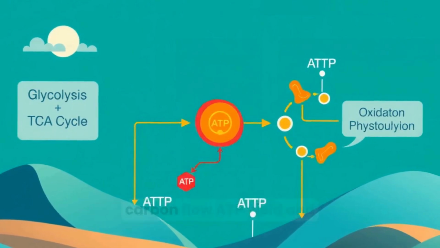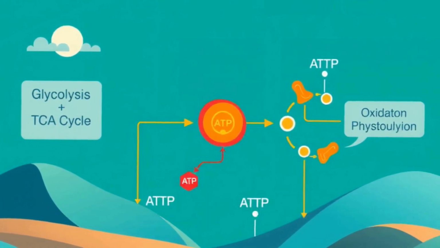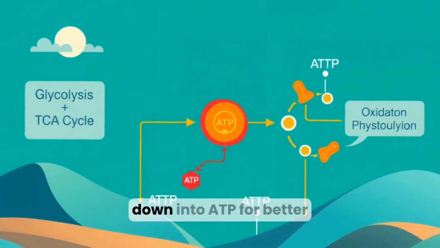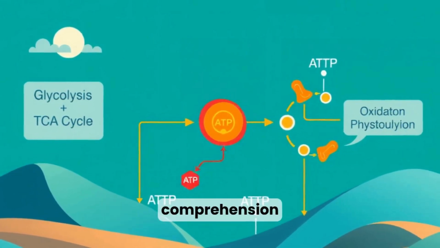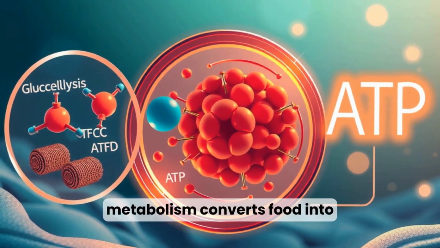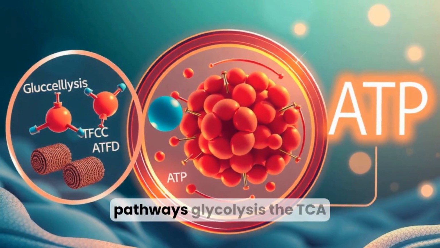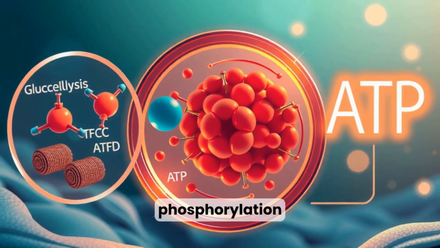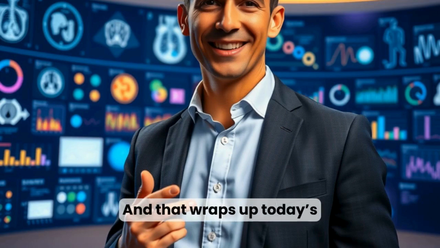Laboratory diagrams show carbon flow, ATP yield, and redox carriers. Animation helps visualize molecules breaking down into ATP for better comprehension. In summary, carbohydrate metabolism converts food into ATP through coordinated pathways: glycolysis, the TCA cycle, and oxidative phosphorylation. And that wraps up today's topic.